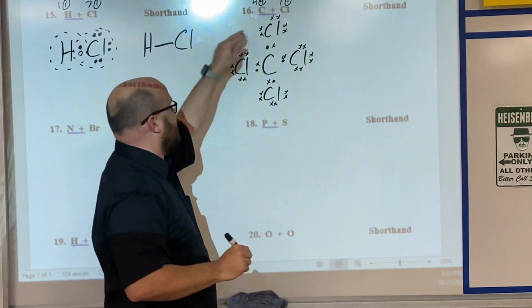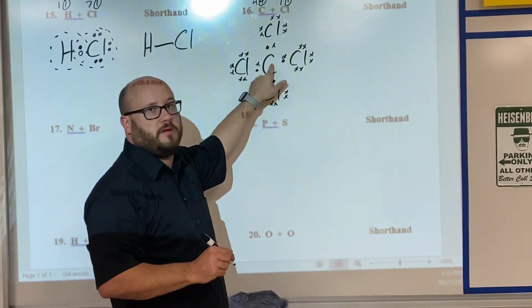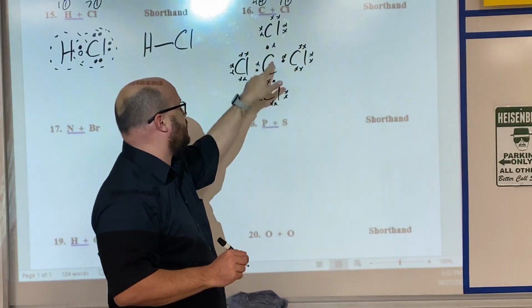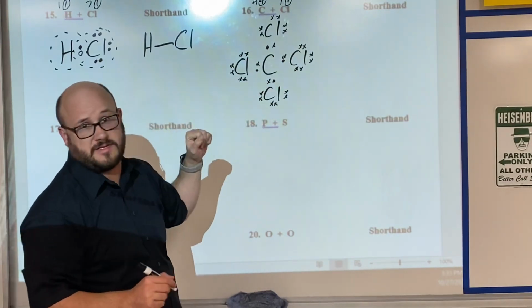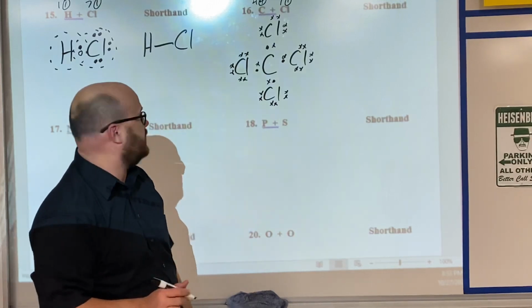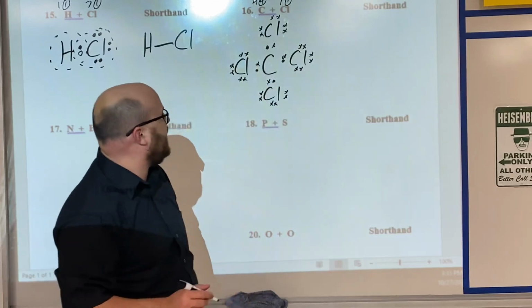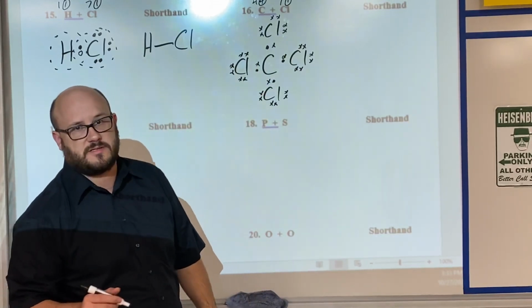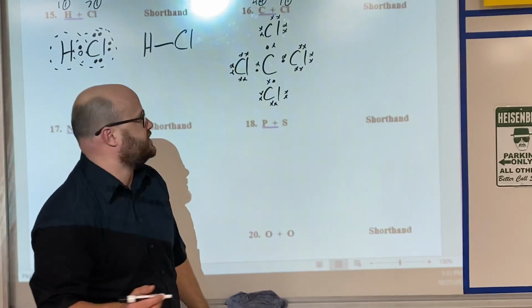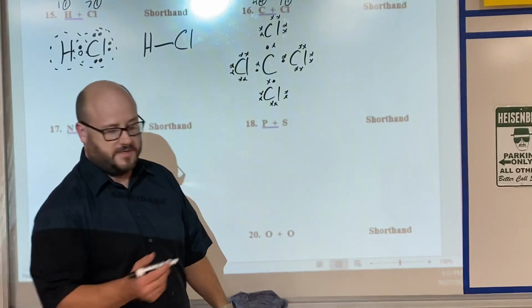So each chlorine has 7 valence electrons. It's sharing one with the carbon, and the carbon is sharing all 4 of its valence electrons with 1 chlorine per electron. And now you can see they all have 8 valence electrons, or a full valence shell. The shorthand saves you a whole lot of time on this.